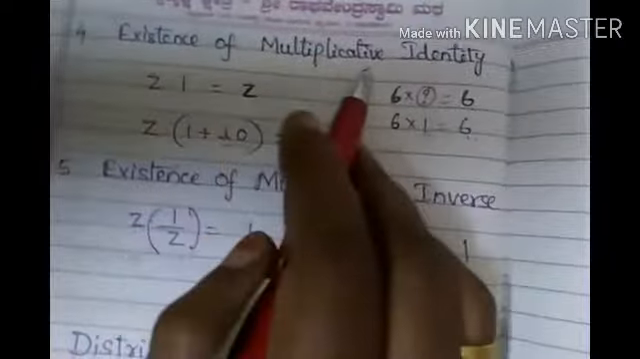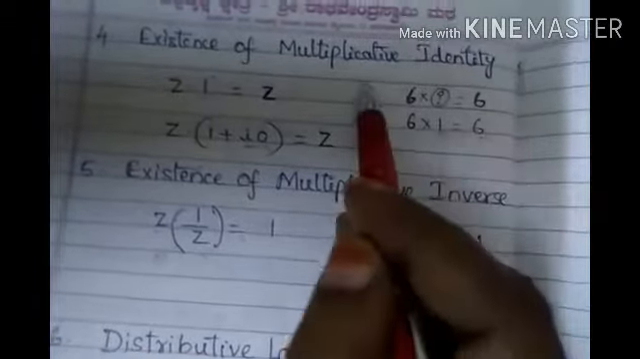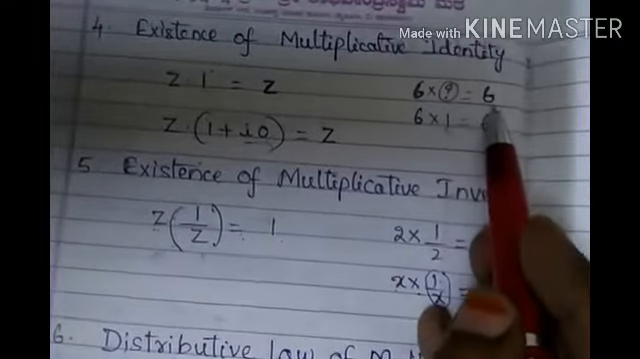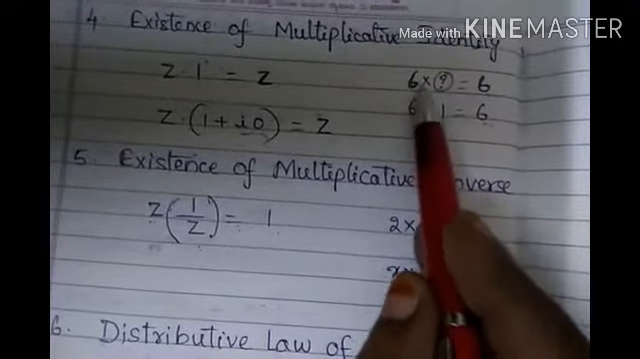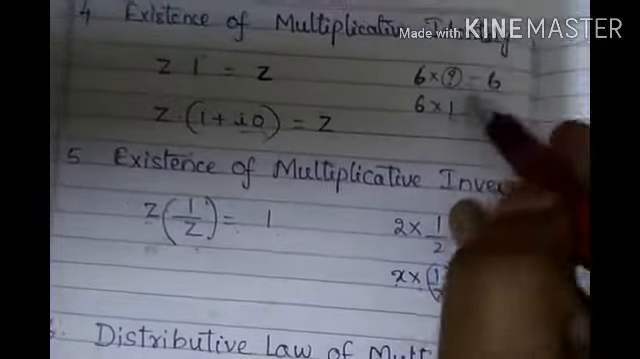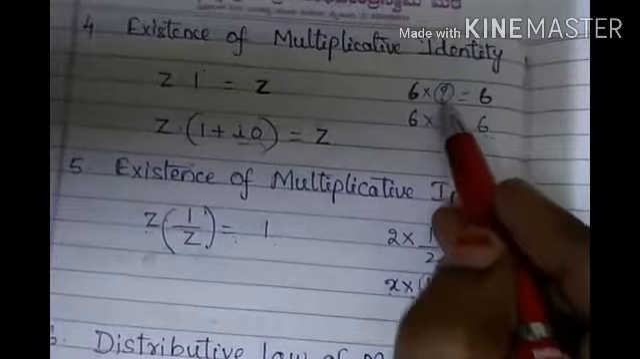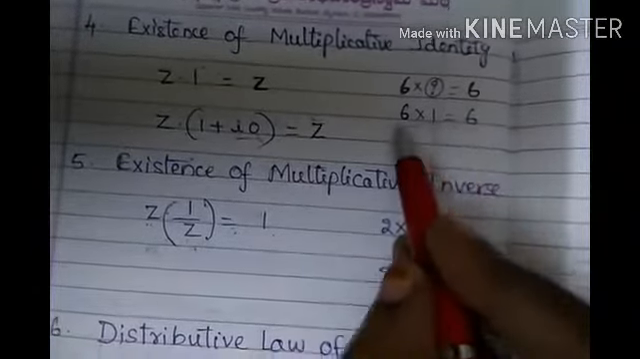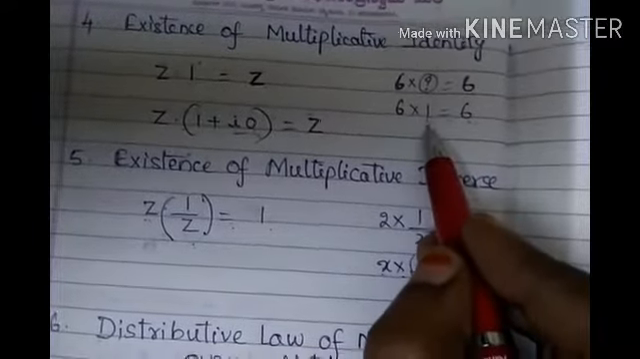The next one is existence of multiplicative identity. What is multiplicative identity? When you multiply any number with that number, that gives the same number. That is, if you take 6, when you multiply 6 with a number, we have to get 6 only. What is that number? That number is 1. So 6 into 1 gives 6. Since 6 into 1 gives 6, this one is called multiplicative identity.